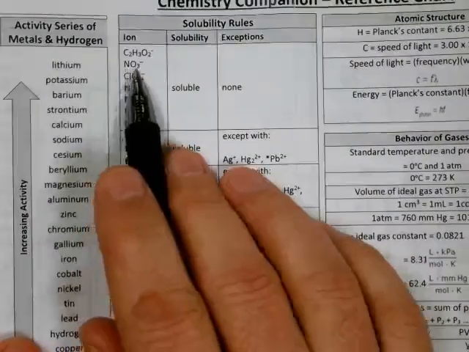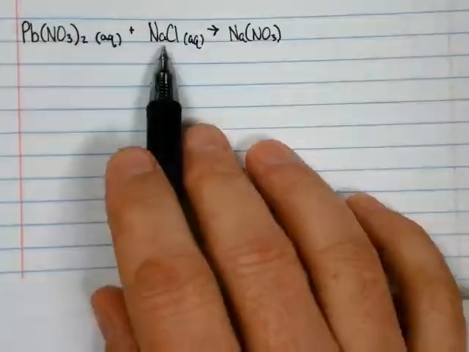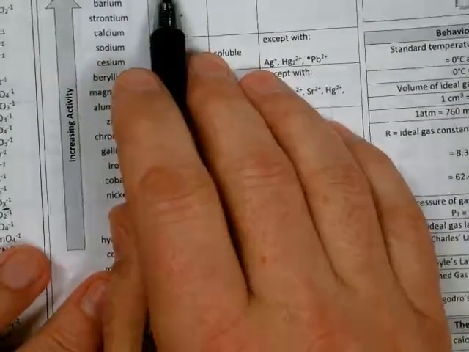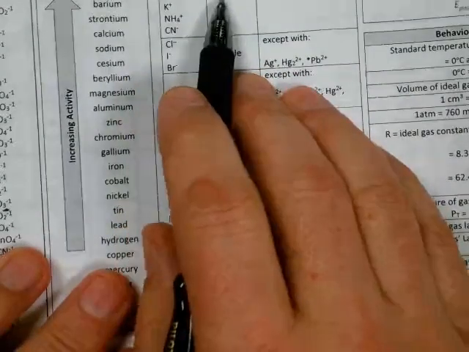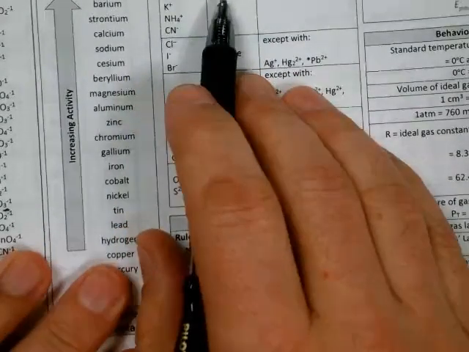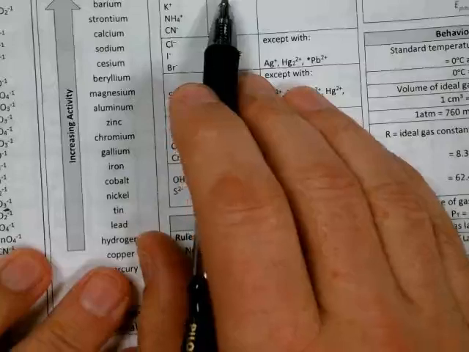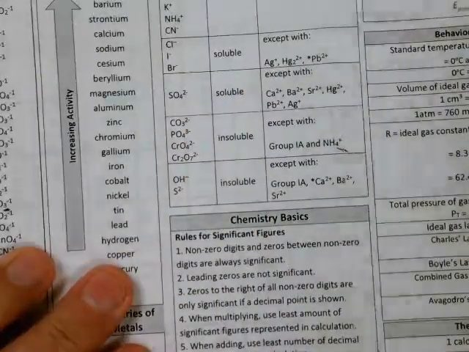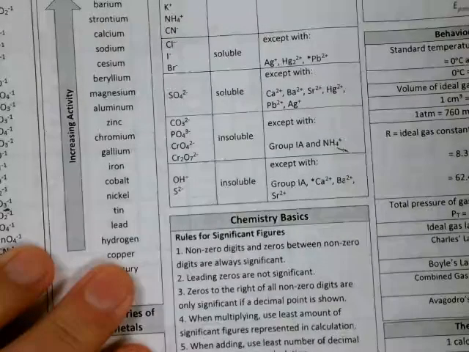So for nitrate, that's what we're looking at here. Now we're looking at sodium nitrate. Nitrate is soluble. So what does that mean, soluble? It dissolves in water. So if it dissolves in water, does that sound like liquid, solid, aqueous, or gas? So that's going to be aqueous.